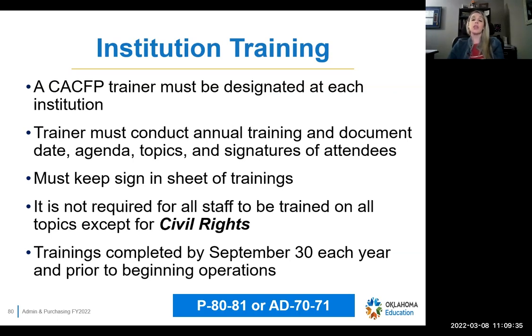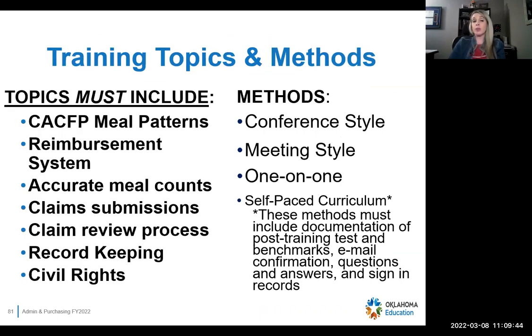So as long as you have civil rights, you don't have to take it both. You don't have to take it twice. You only have to take it one time per year. All trainings do have to be completed by September 30th of each year. So you have from October 1st to September 30th.